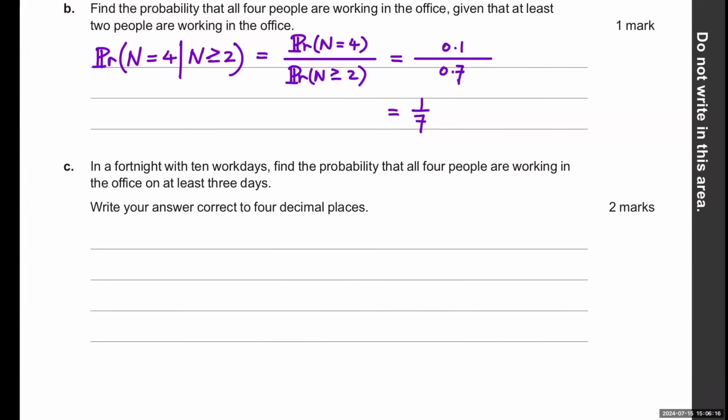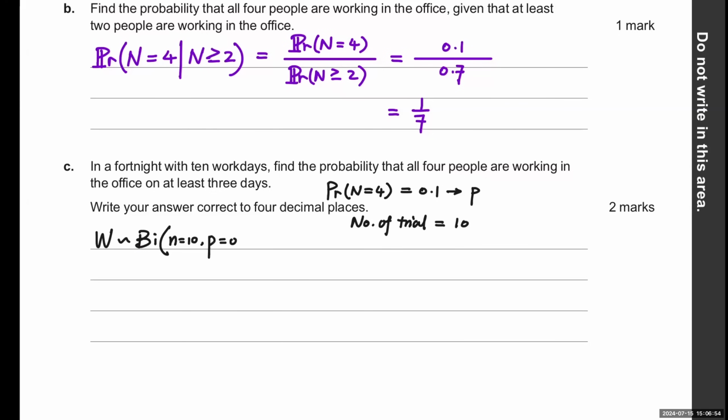Okay, in a fortnight with 10 working days, find the probability that all 4 people are working in the office on at least 3 days. So let's say probability of N equals to 4. That is 0.1. And we can treat it like a probability of success. And a total number of trials equals to 10, okay? So let's call it W following a binomial distribution, n equals to 10, and p equals to 0.1.